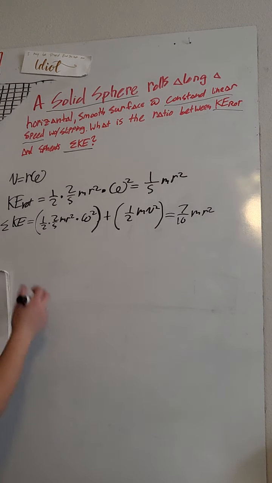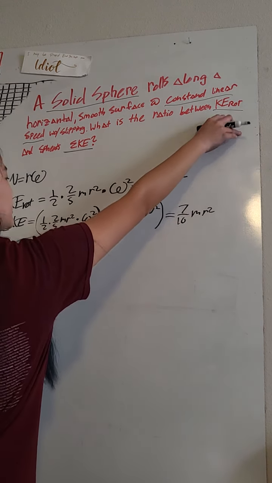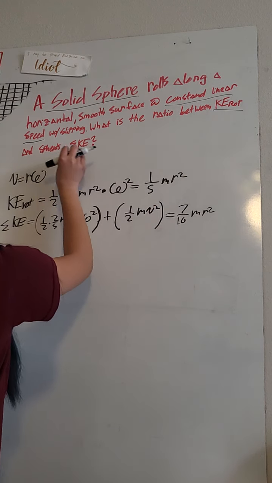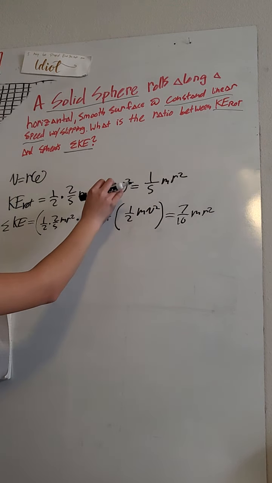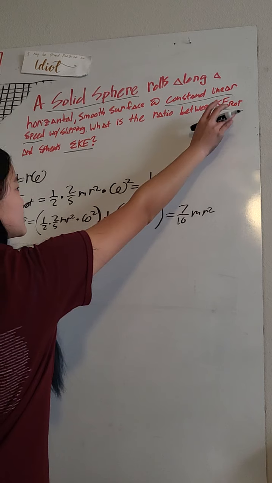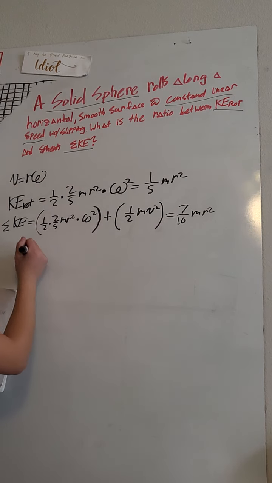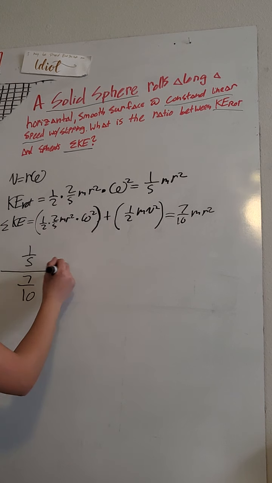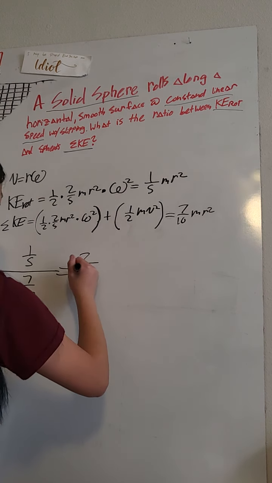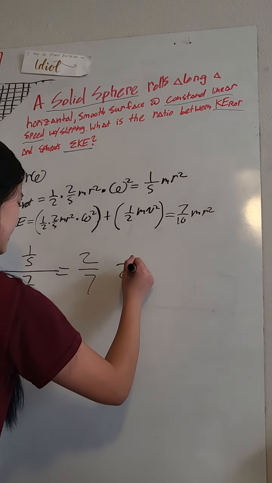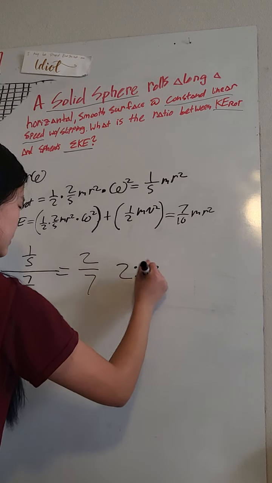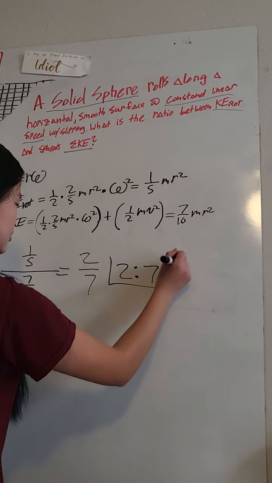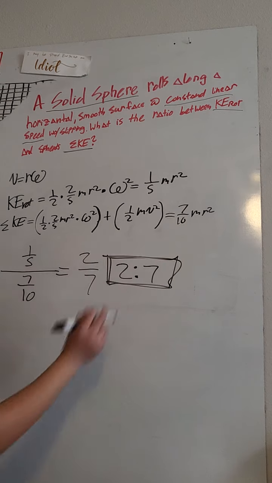Now you have the kinetic energy rotational and the total kinetic energy. Now we need to look at the ratio between the two. So we need to come up with a fraction that gives us rotational on the top and total on the bottom. So it's going to be 1/5 all divided by 7/10. If we simplify this out, you should get 2/7, which is the same thing as writing 2 to 7. And that should be your answer right there. I hope that helped.